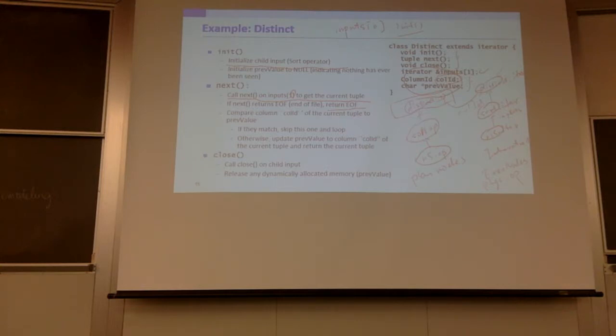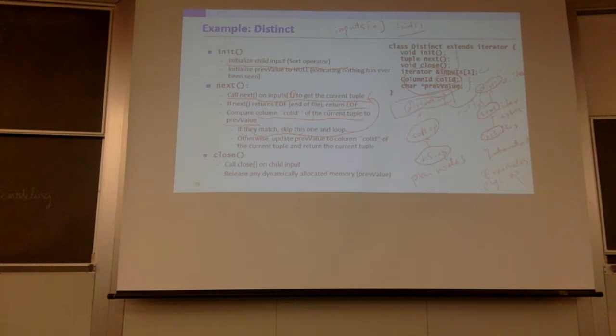And then if the next call on input 0 is not EOF, then you do have the current tuple. What you do is extract the column with the column ID from the current tuple and compare that value to your previous value. Okay. So if they match, then this is a duplicate. Then you just skip this one and loop back. You start from the first line.